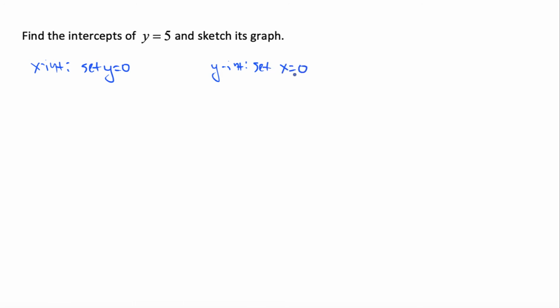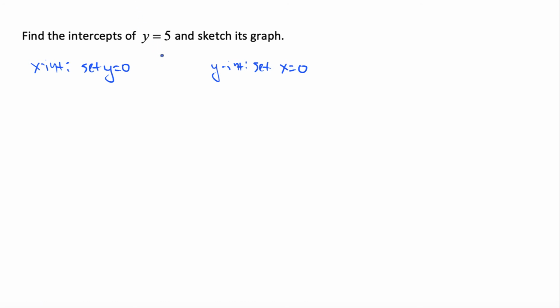But let's take a look here, right? If we want to find the x-intercept, we want to set the y value equal to 0. But that looks a little bit weird, right? If y is equal to 0, then we get something like 0 is equal to 5, and that doesn't really make sense. And to find the y-intercept, we want to set x equal to 0, but wait a minute, there's no x value in this equation to plug anything into.